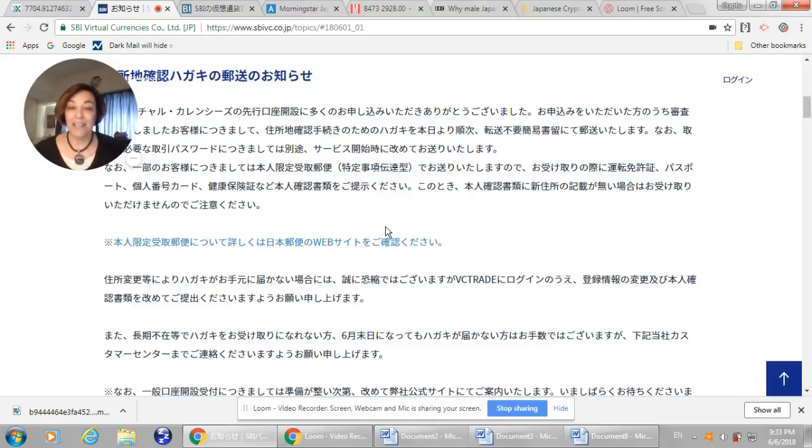And they state here, if you have changed your address, we're sorry, but you will not have received the postcard and you cannot complete the process, because I guess they're just not updating changes of address.